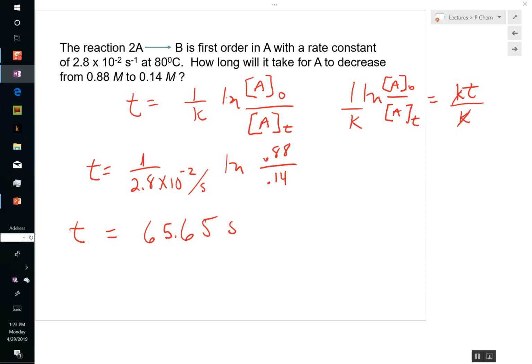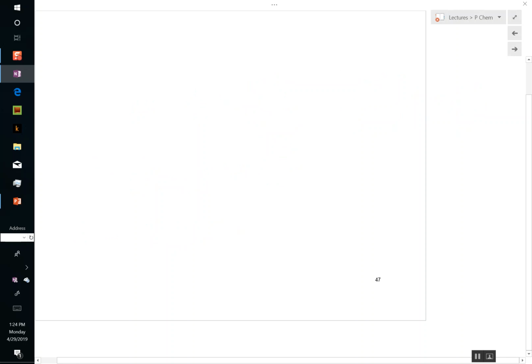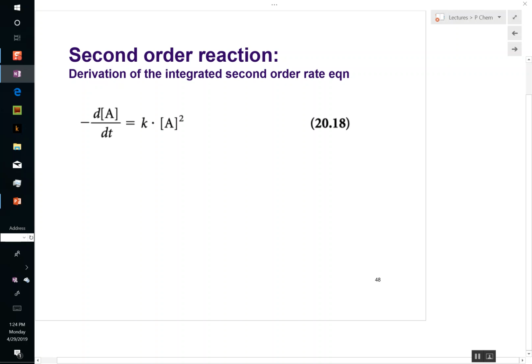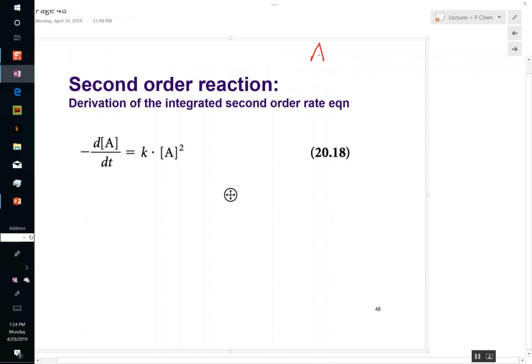Okay, for right now, that's first order. We'll probably go into a little bit more detail with first order later. But let's look at a second order reaction. Now it's second order in A, so we have A going to B, but it's second order in A.